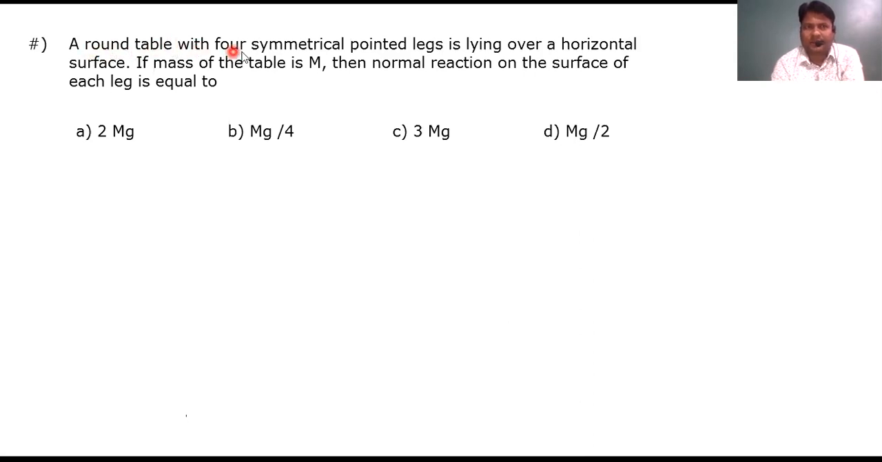A round table with four symmetrical pointed legs is lying over a horizontal surface. If the mass of the table is capital M, then the normal reaction on the surface at each leg is equal to what? That is, at a single leg of the symmetrical pointed four-legged round table, how much normal reaction is acting? We have four options: 2mg, mg by 4, 3mg, mg by 2. Let us see what the answer will be.